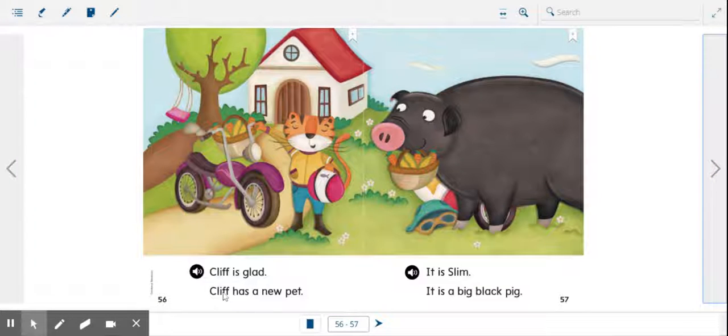Cliff is glad. Cliff has a new pet. It is Slim. It is a big black pig. So notice how that word Slim, that is a capital S. Why would you think it would be capitalized? Because it's a name. Yeah, it's the pig's name. His name is Slim. So what kind of pet does Cliff have? We just read a pig. Yes. So that's one of the details in the story.